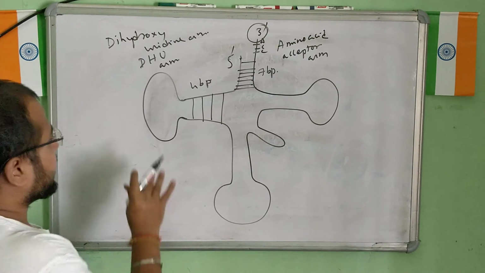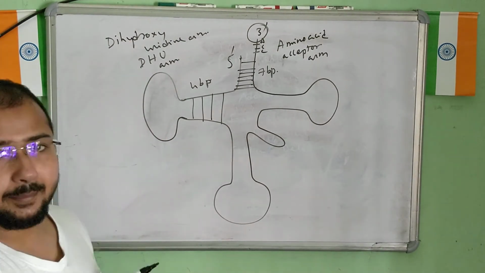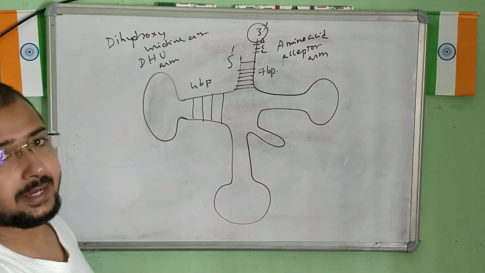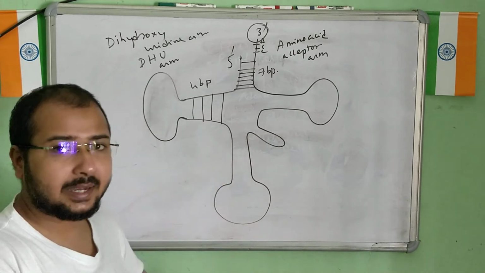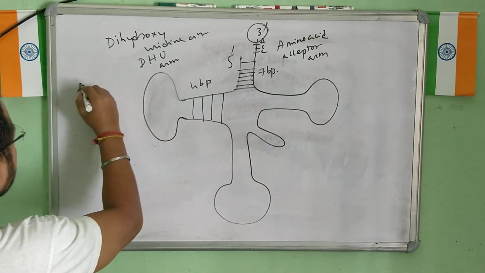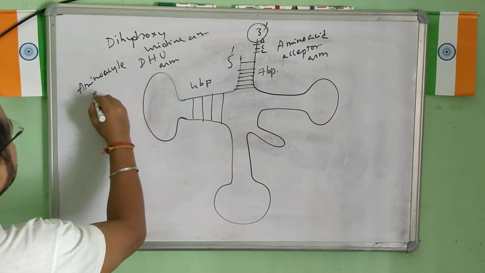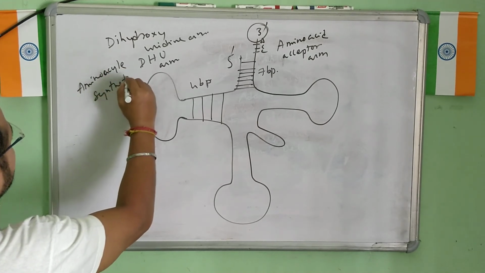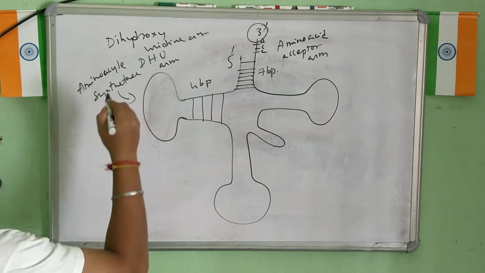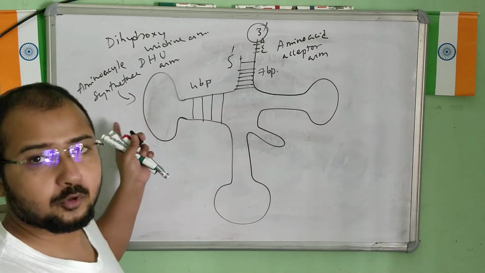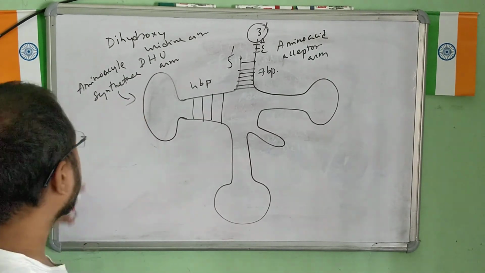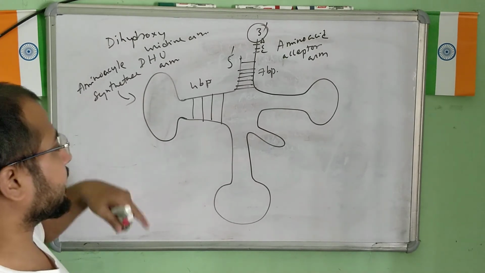Now in this arm, what happens? This arm is an enzyme binding site. The enzyme is aminoacyl synthetase. The aminoacyl synthetase enzyme comes and binds here. That is required for protein synthesis.